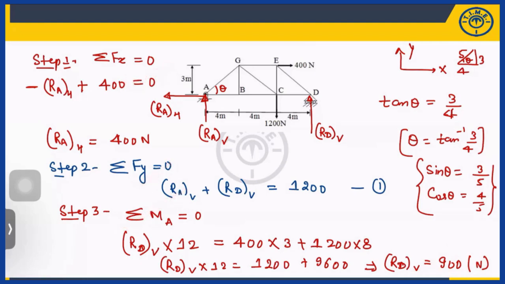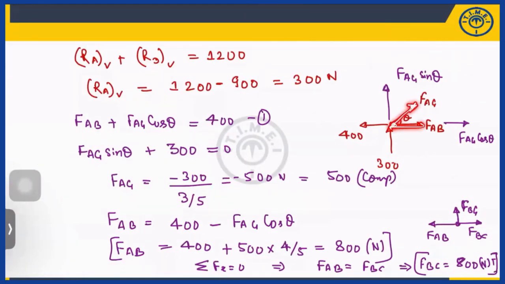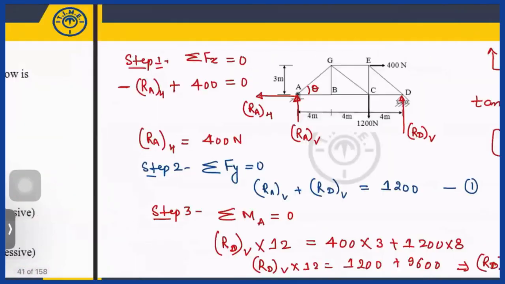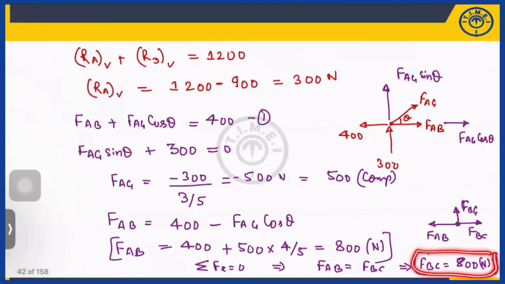Then what you will do? You will consider the joint number A, and then you will apply the forces. This force is basically acting at an angle theta, so you resolve this force. Again, you have to use the summation of force in x direction, summation of force in y direction. So you have to calculate the force in member AB. Once you know the force in member AB, this force will be balanced by this only, because if you consider this joint, this is the force which will be balanced by this, then you will get the FBC force is 800. So same type of problem which I have discussed previously.